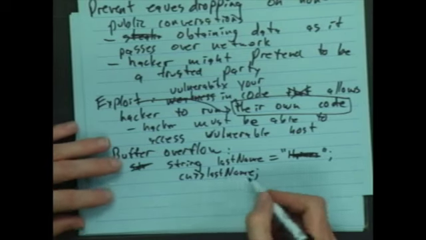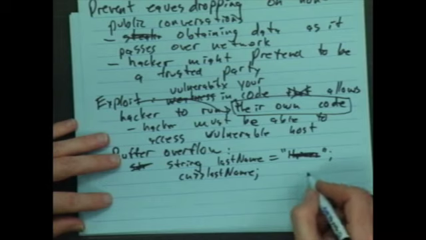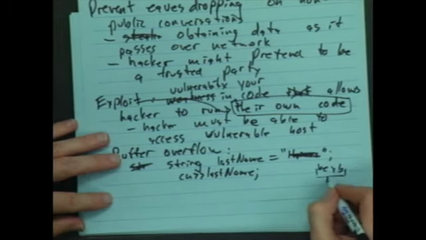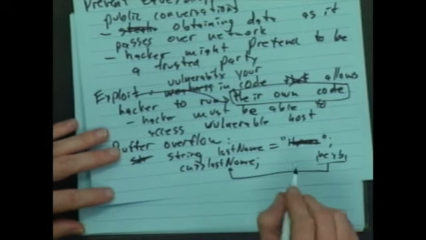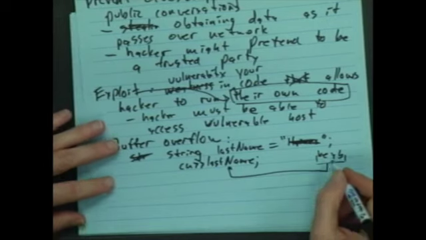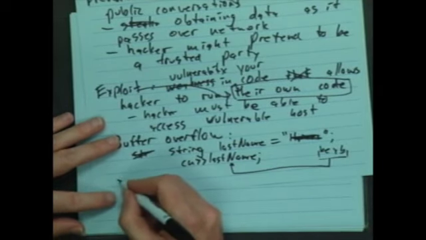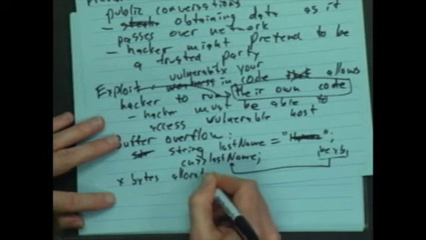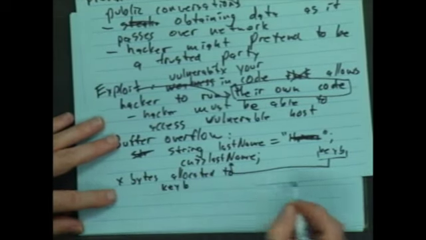Then we catch it. Okay, here's what happens. You're trying to catch whatever they typed into the keyboard. Whatever was in the keyboard goes into lastName. Here's the problem. There's a certain amount of memory allocated to the keyboard. So we'll say X bytes allocated to the keyboard.